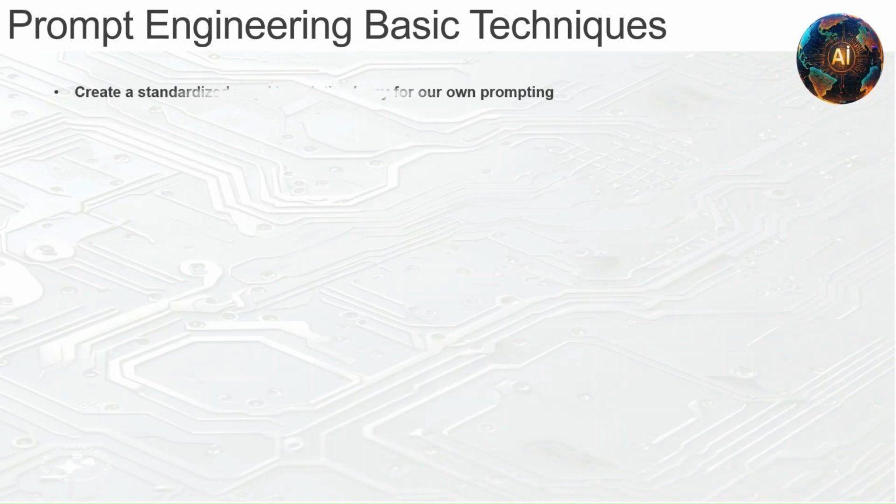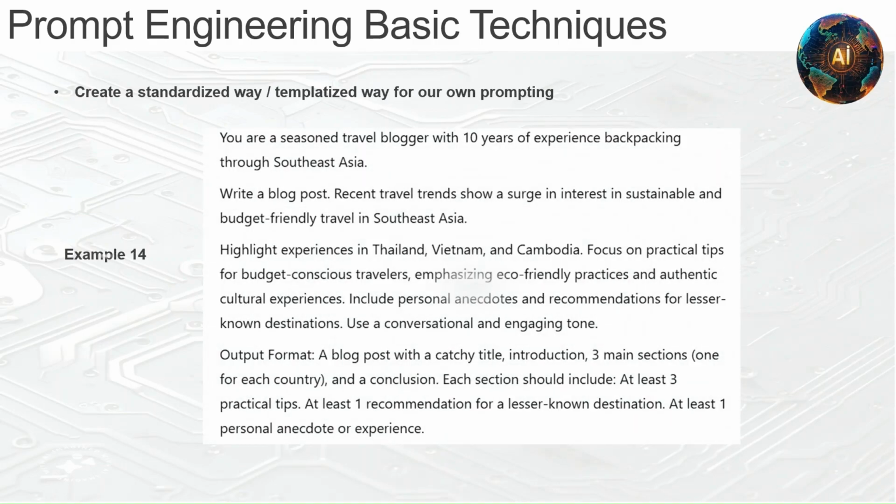For example, we want to write a blog post or ask the LLM to write a blog post for us. Let us follow this guidance. Number one, we assign the LLM the persona of a seasoned travel blogger. Number two, we provide the task details. Then we give details around the task about recent travel trends and interest in Southeast Asia, etc. Then we provide instructions on how we want the LLM to achieve this task. And finally, we provide the output format we want the LLM to follow.